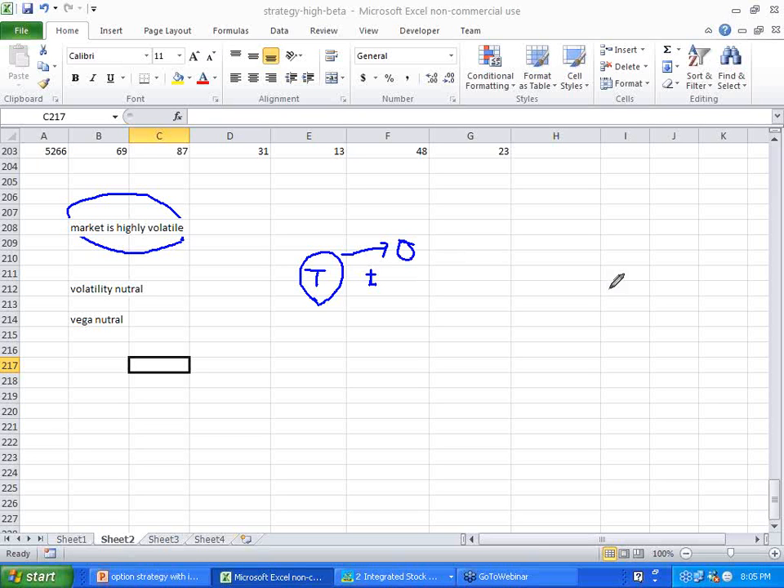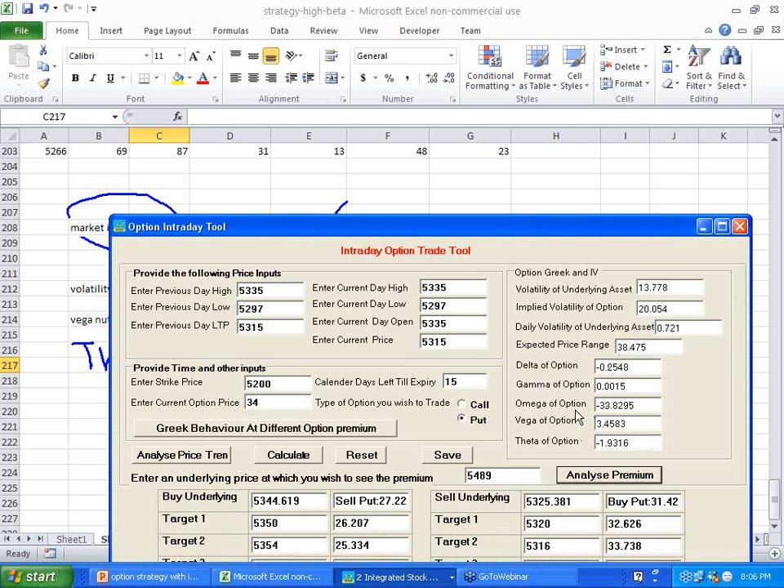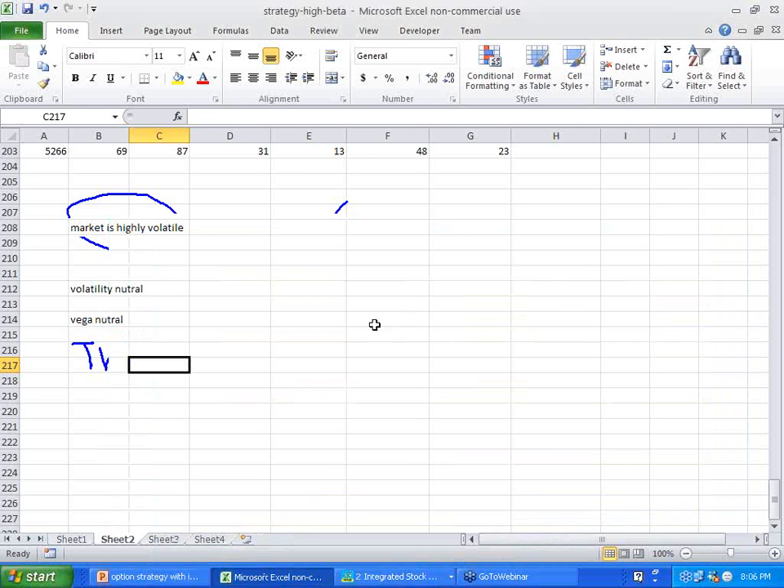Suppose you wish to protect your money from time value decay, you can form theta neutral. So I have told you Vega neutral, theta neutral. Similarly, you can form delta neutral, or any of these Greeks neutral: theta, Vega, gamma, omega. So many Greek neutral strategies you can form.